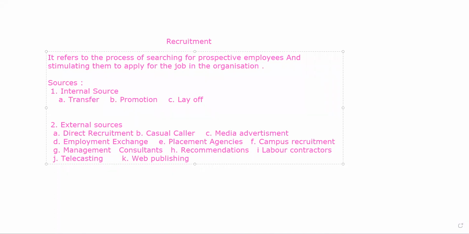Promotion means when the person is upgraded to another post or upward post, then it is the promotion. Layoff. Layoff is the temporary termination. In the hilly areas, it is usually done. Two types of employees are there in the enterprises. One is permanent and another is casual or temporary, or on an ad hoc basis, we can say.